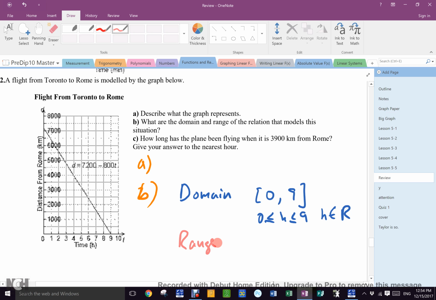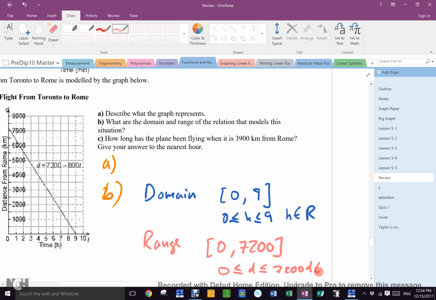What's the range? It's tricky. Somebody always says this one wrong. Lauren? Zero. Always put the little one first. Zero, distance, 7,200. And again, D is a set of real numbers.